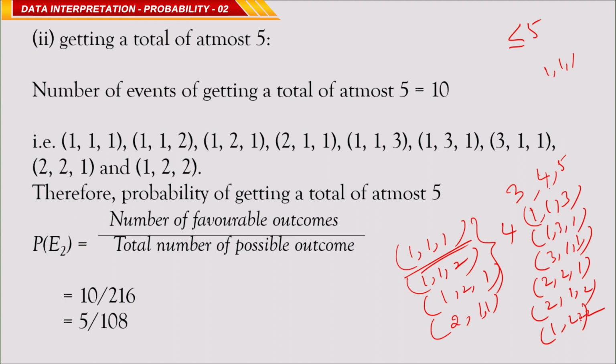How many of these for 5? 6: 1 2 3 4 5 6. For 4, this is 3, and 1 for the total of 3. Totally we have 10. So for at most 5, the favorable outcomes are 10 and the possible outcomes are 216. So 10 by 216, 2 fives are 10, 2 one-hundred-eights are 216. Simply we can say 5 by 108, that is it, clear.